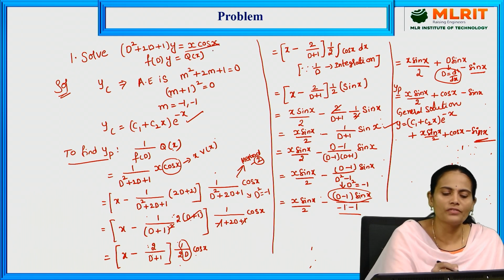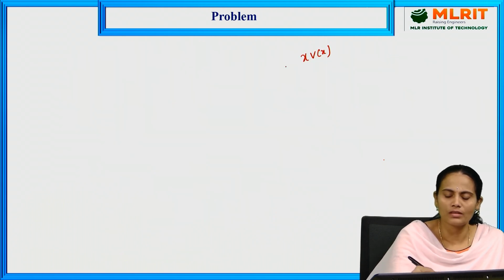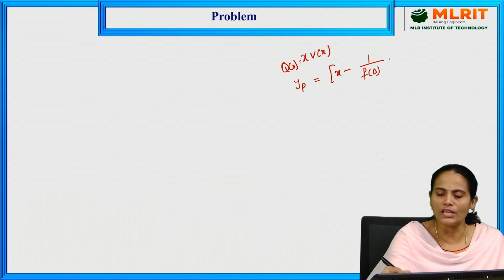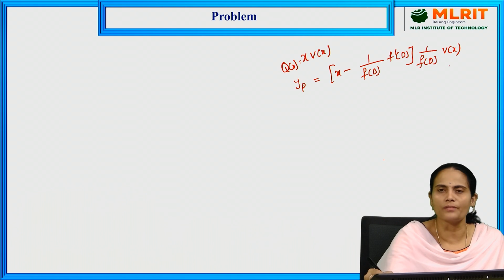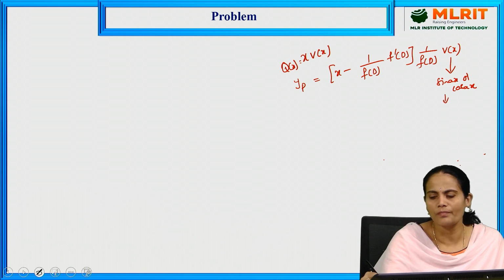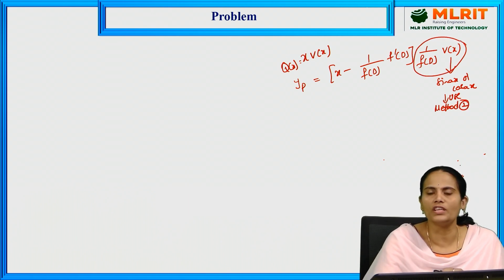So if v of x is equal to cos x, then you have to use the formula. What is that formula? So this is the q of x. So what is the yp? The yp is x minus 1 by f of d into f dash of d into 1 by f of d into v of x. So if v of x is either sin ax or cos ax, then you have to use the method 2 to find the value of 1 by f of d into v of x.